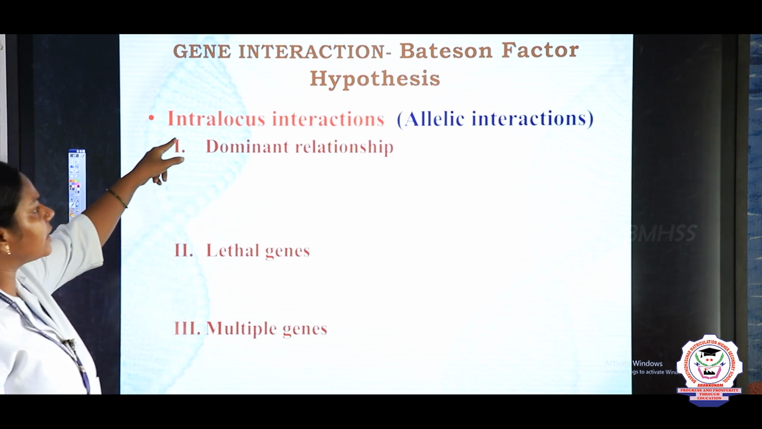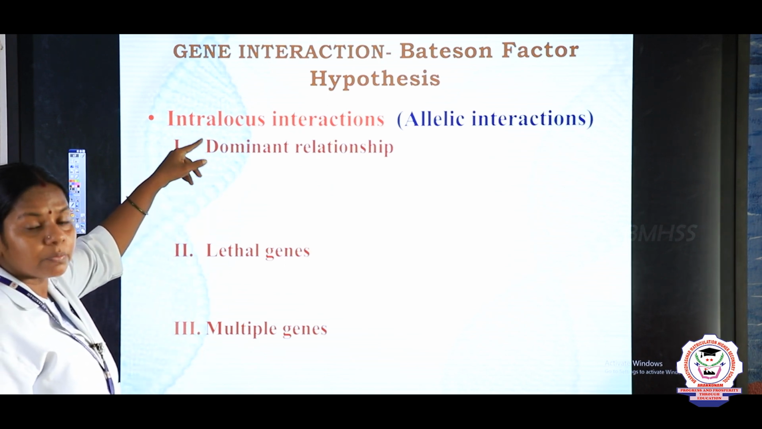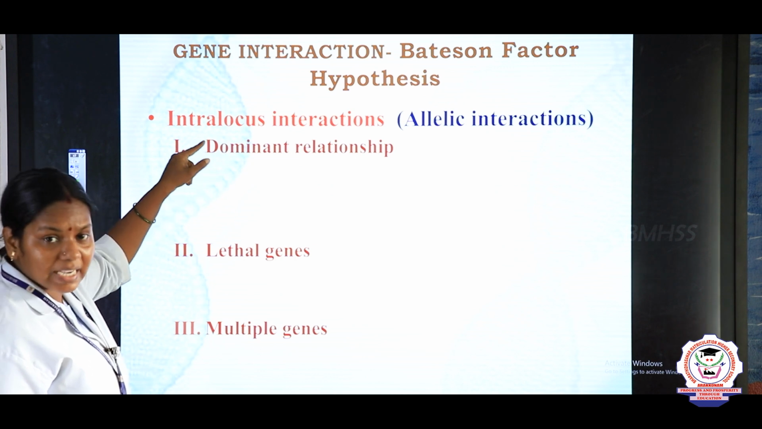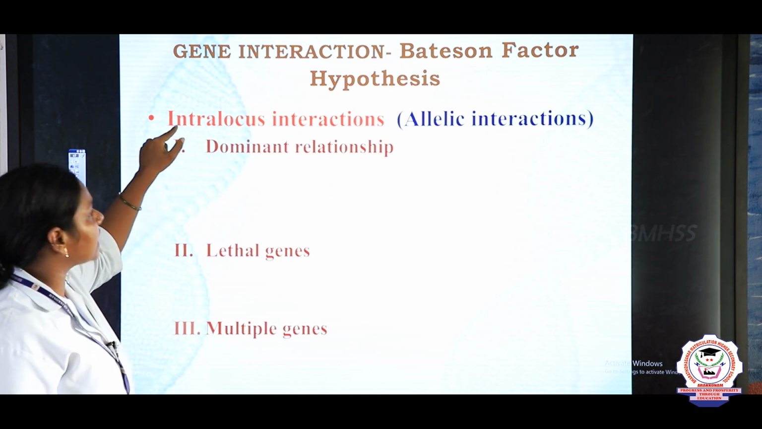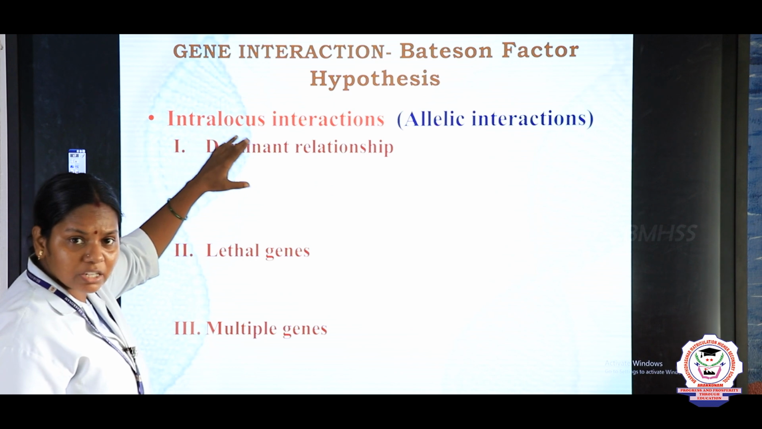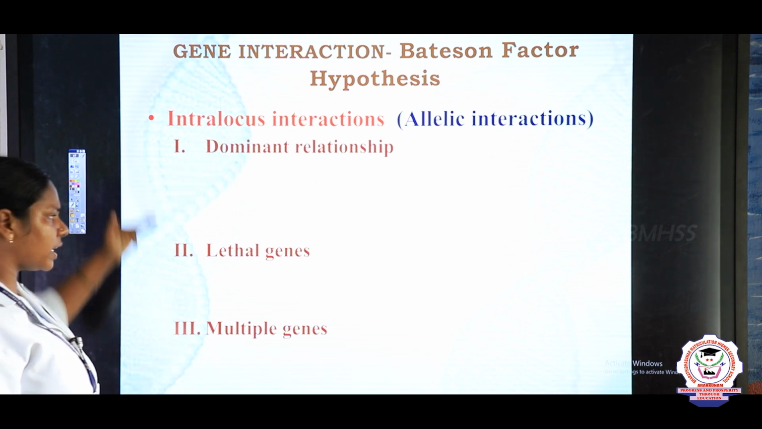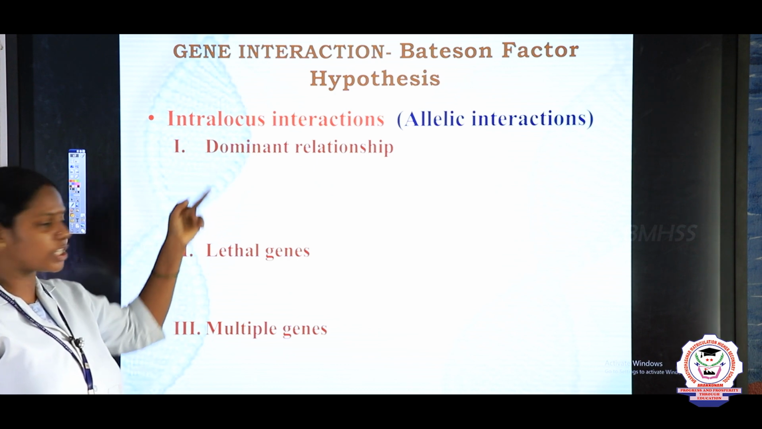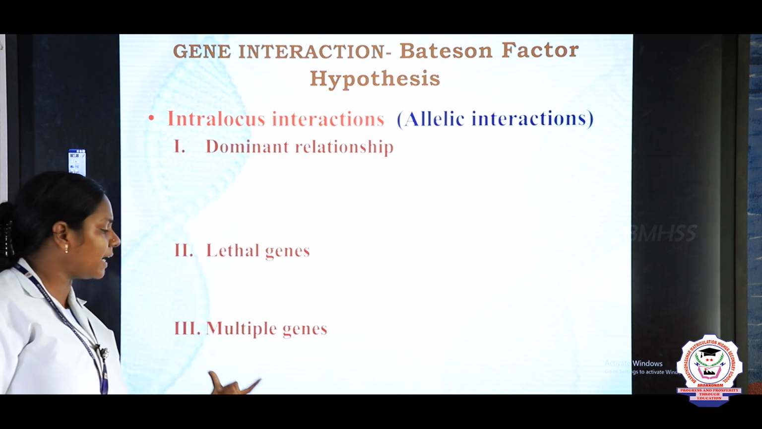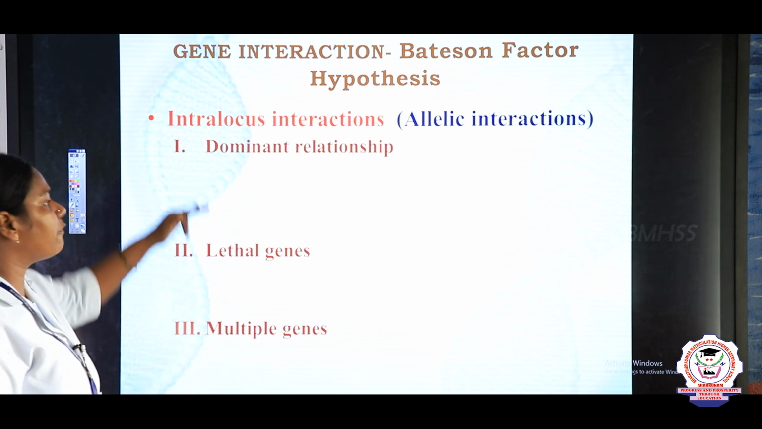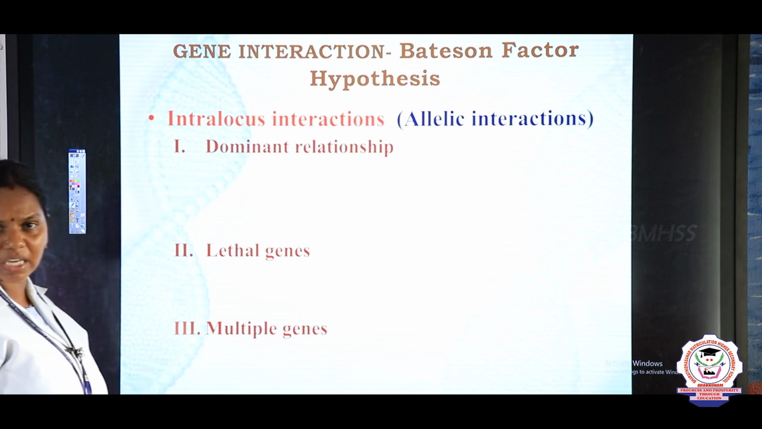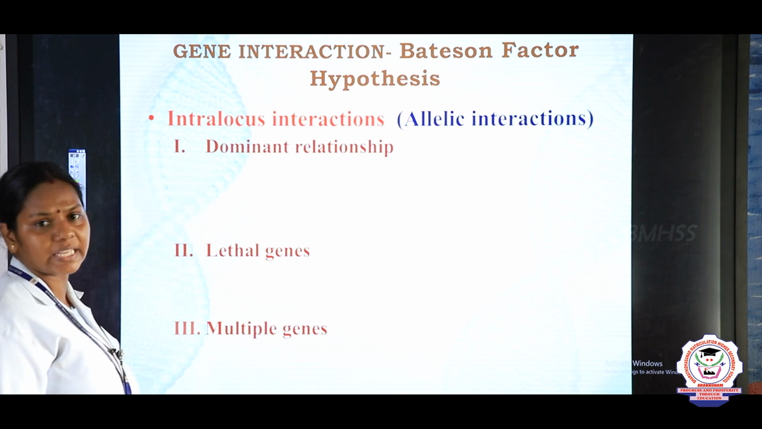So first one, intralocus, what I said, children, between the alleles of the same gene. If the interaction is between the alleles of the same gene, we say it is intralocus, and it is of three types: dominant relationship, lethal genes and multiple genes. In the first category, dominant relationship, we are going to see what all comes under it.